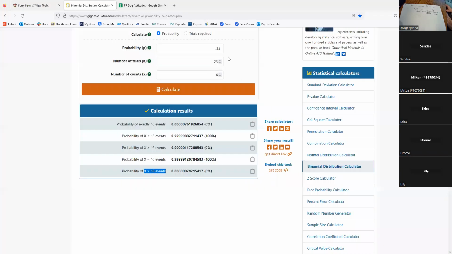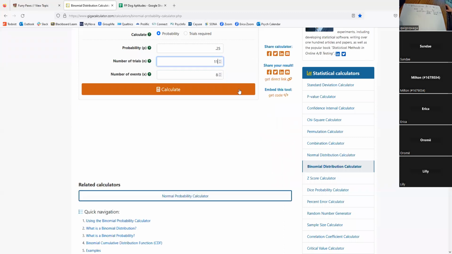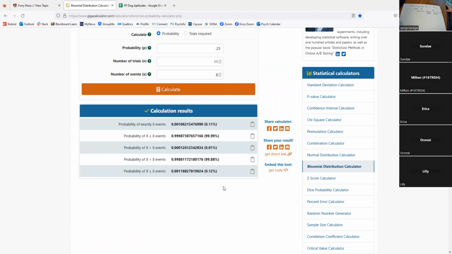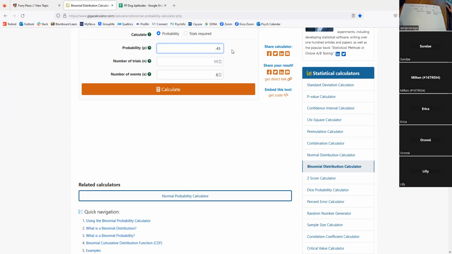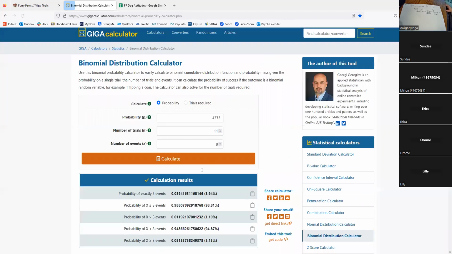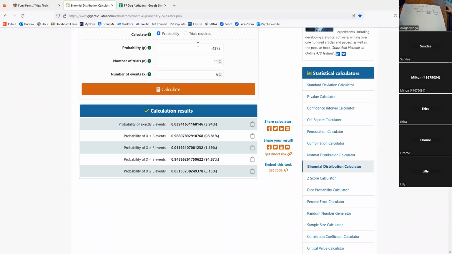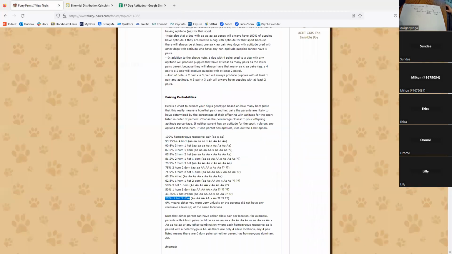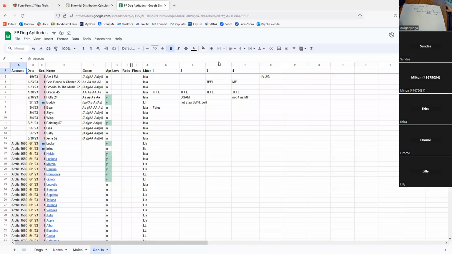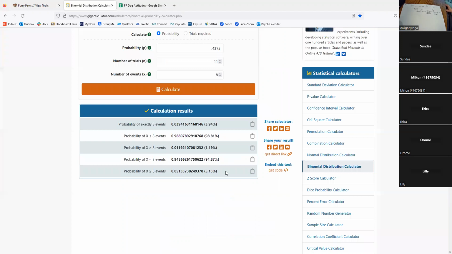Let me just cut this in half. So we're going to say that was 8 out of 11 instead of 16 out of 23 if they only had 1 litter. Now you can see the chances go up a little bit, so more options are more likely. For example, we ruled out this one when we had 16 out of 23, but if we only had 8 out of 11 to work with, we would have ruled that in because it's at least a 5% chance. So the more puppies you have total, the narrower you can get that range.